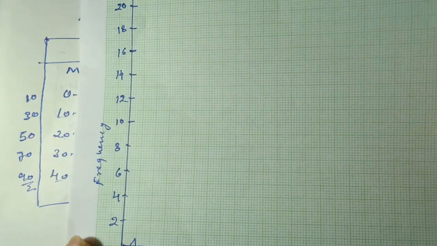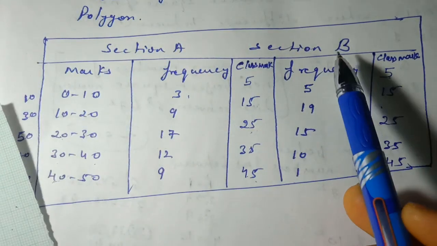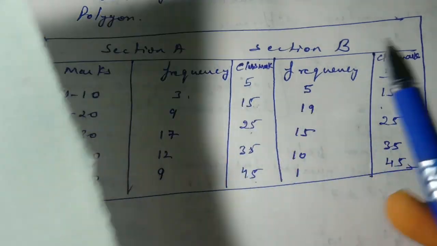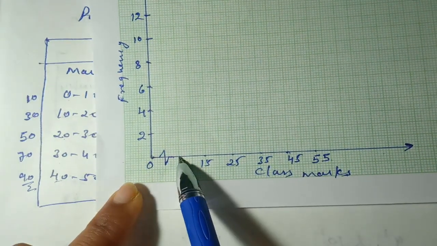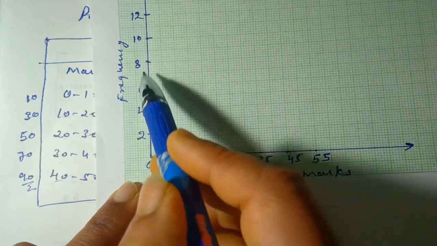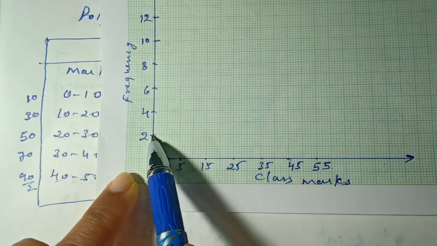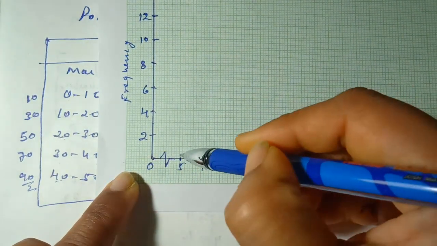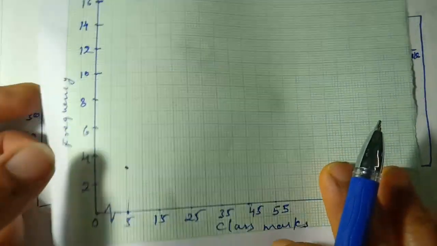Now let us first mark the points of section A. For section A, we have to mark 5 and 3. 5 is on the x-axis and 3 we have to see on the line of frequency, that is on the y-axis. So 3 will be between 2 and 5. The midline over here is this one. So we have to check where they will intersect. They are intersecting over here. So this is the point.